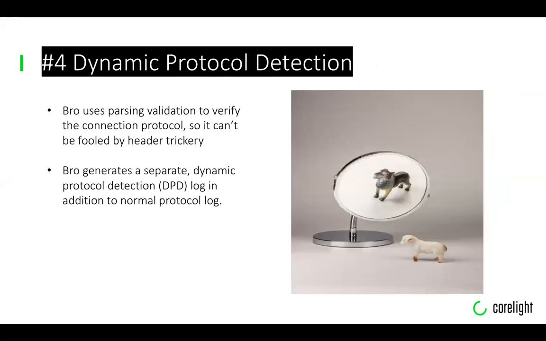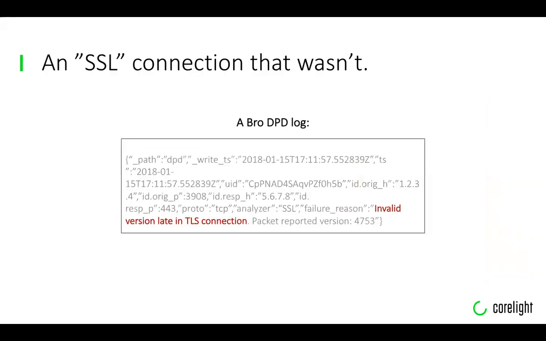Dynamic protocol detection. I'll spend a little more time here since this is a new concept. As you know, attackers, especially sophisticated attackers, have a lot of tricks up their sleeve on how to hide from detection. One of those ways is hiding in non-standard ports, putting traffic in SSL that isn't actually SSL traffic, for example. So this is an example of a Bro DPD log, which is a dynamic protocol detection log. That's yet another log that Bro generates specifically around dynamic protocol detection. And if it detects that there's an issue, it generates this.